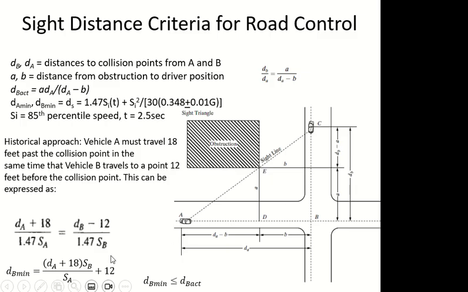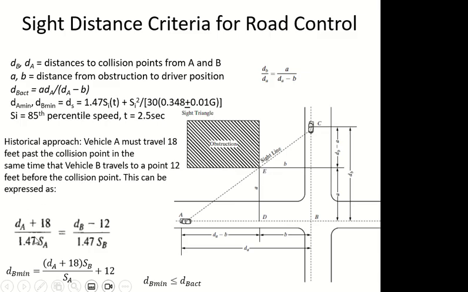Again, this gives you the relationship, or the equation, between the available distances and the speed of the vehicles. Okay, and what is 1.47? The conversion factor. The speed will be in miles per hour, so this is just to convert the speed to feet per second. That's it.